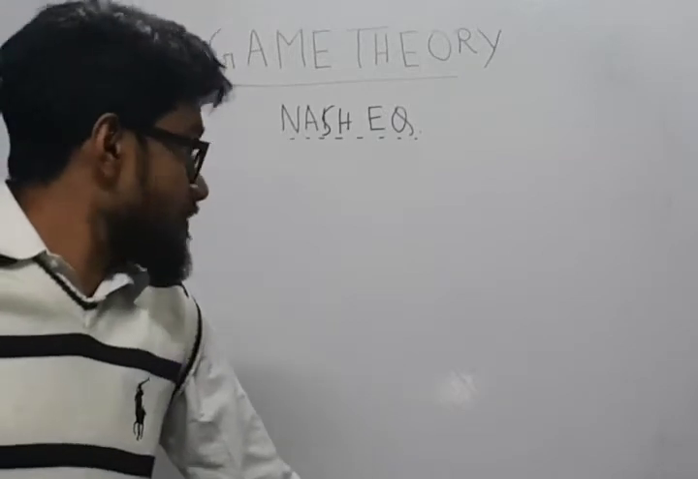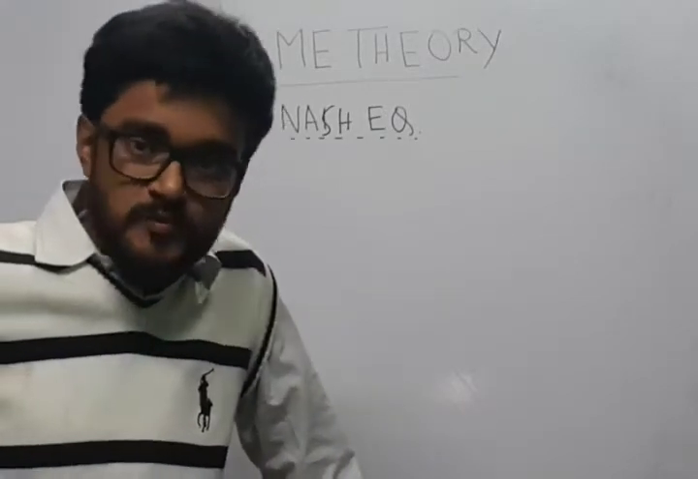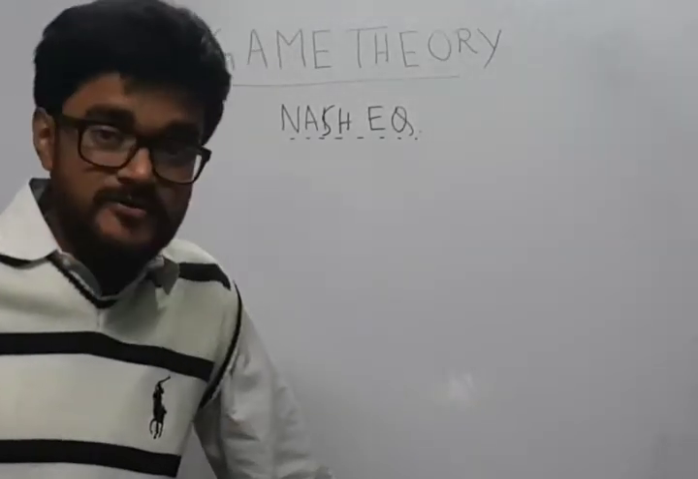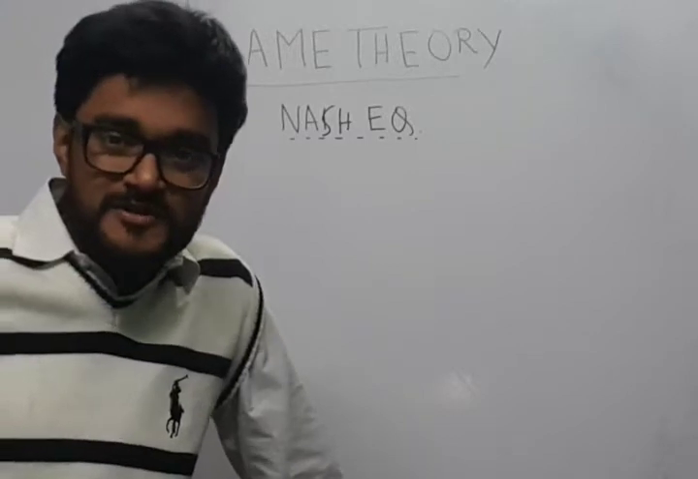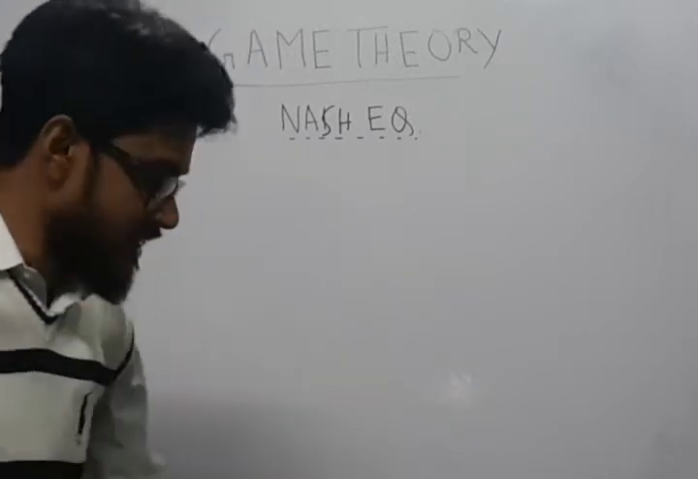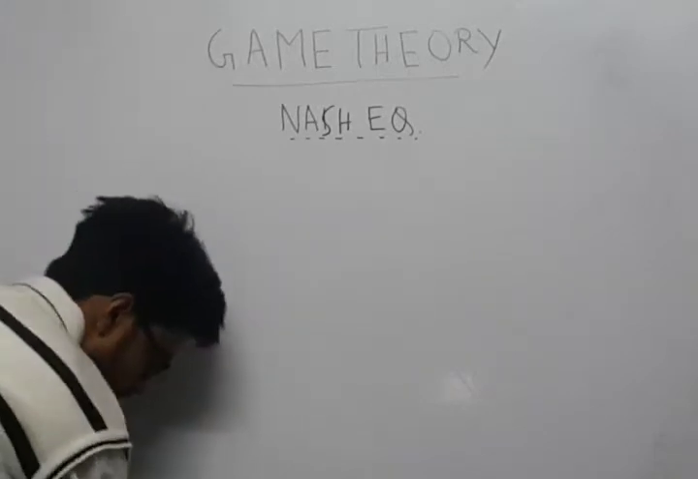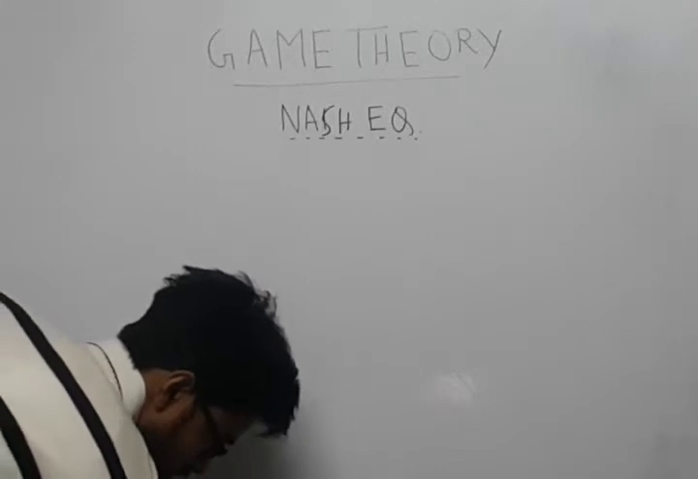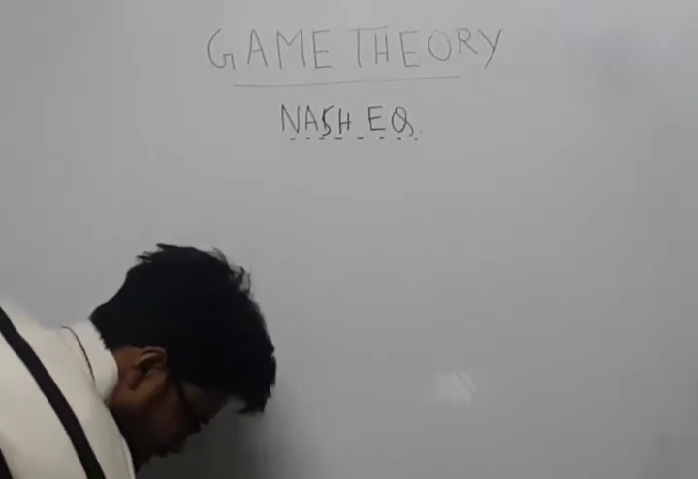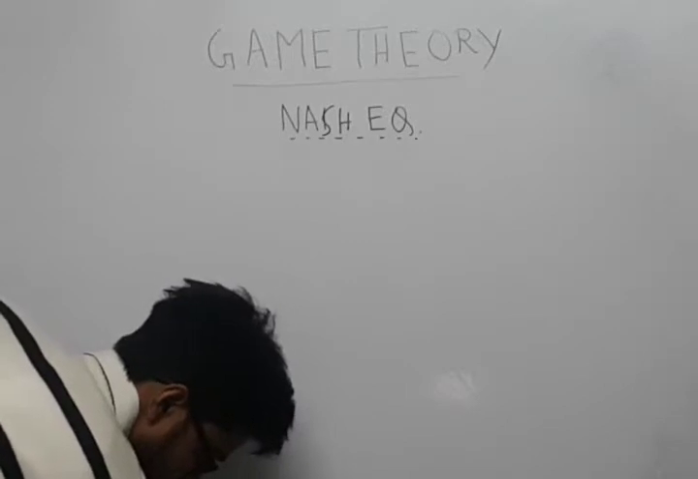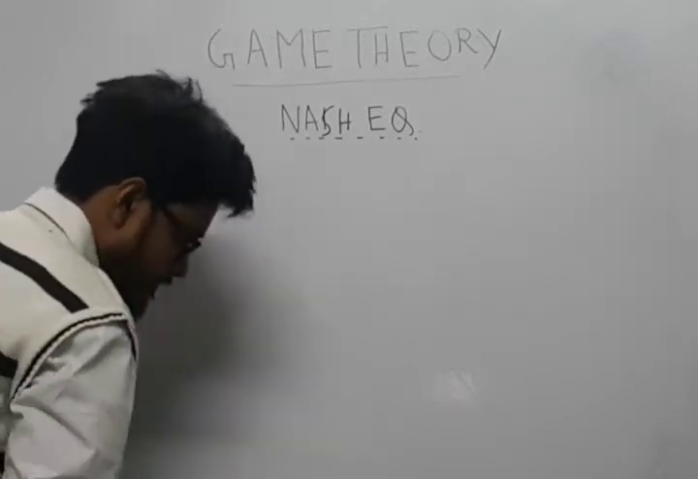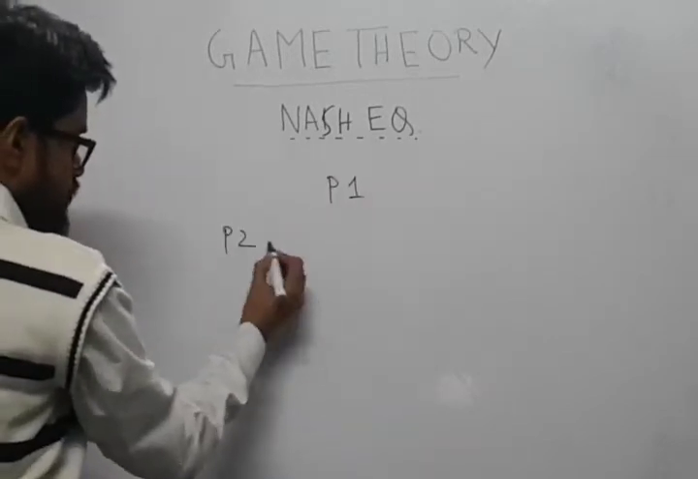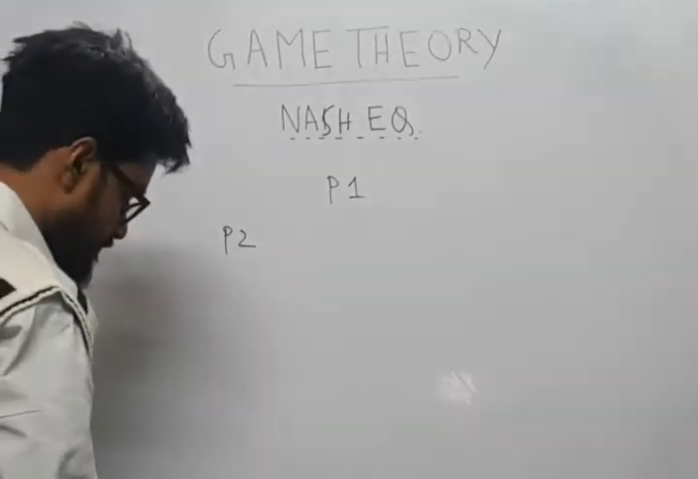So in economics, Nash equilibrium basically comes with two player strategies. In today's class we will write down four matrices, and we'll see how Nash equilibriums are there in the four matrices. First we'll start with this matrix, where player 1 and player 2 are the players.